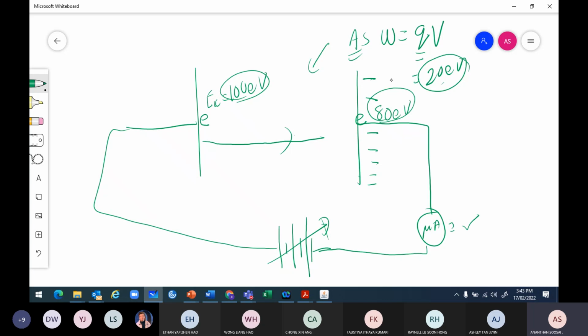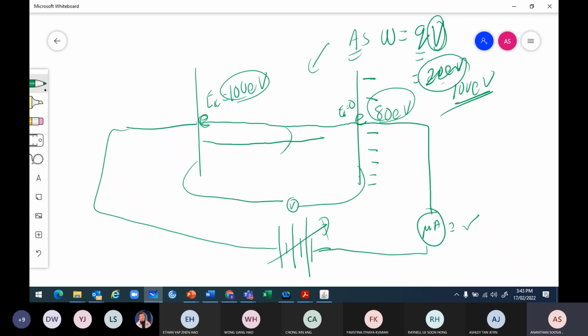But let's say you raise the voltage of the electric field such that the work done by the electric field is exactly 100 eV. What happened to this electron? The electron is just moving forward until by the time it reaches the negative plate, the kinetic energy of the electron becomes 0. Then the electron stops moving forward. So at this moment, what does the current become?